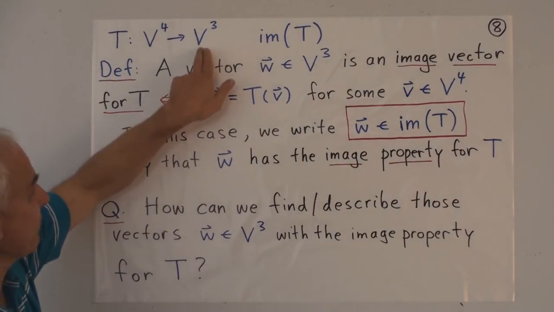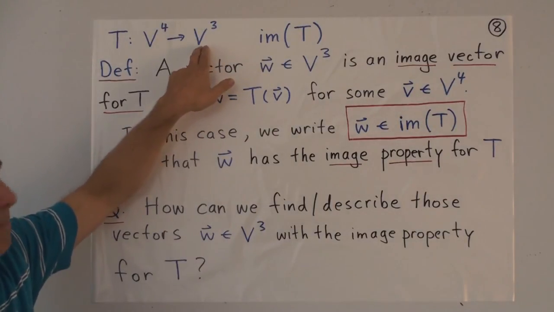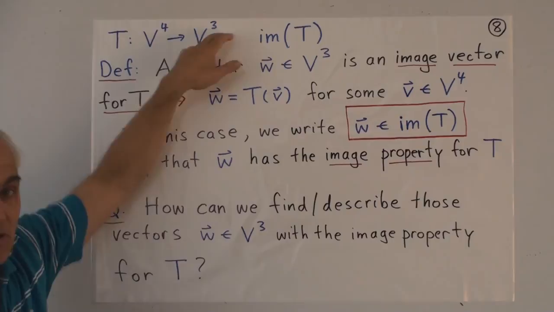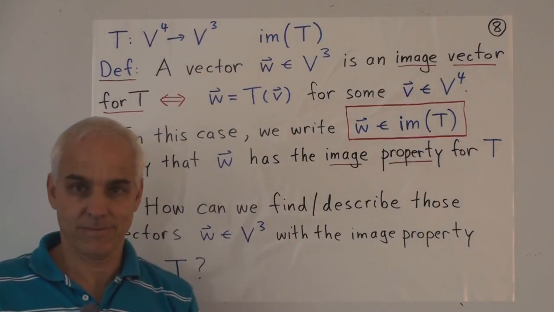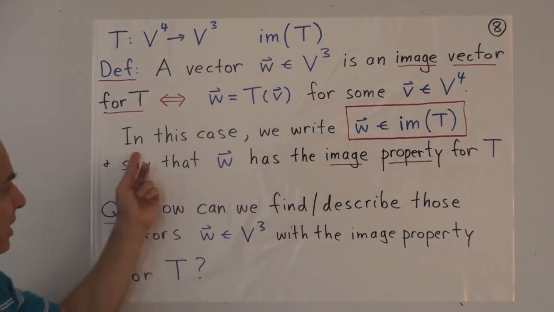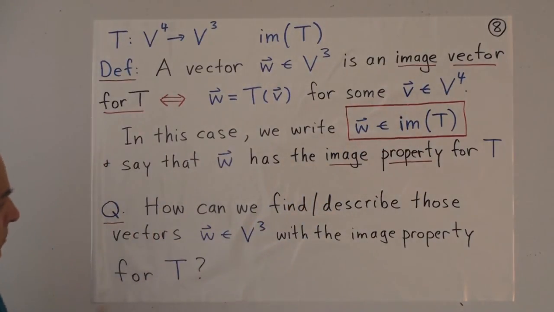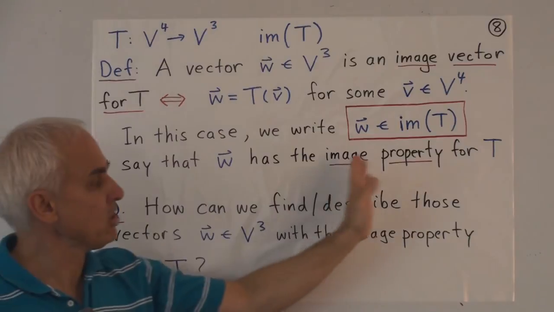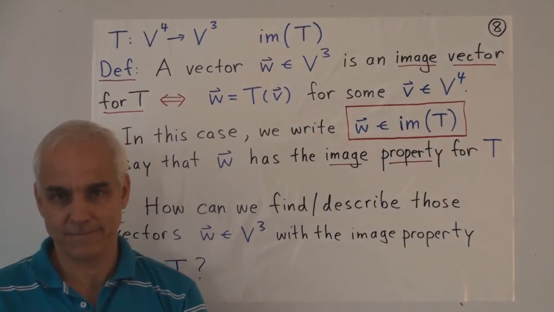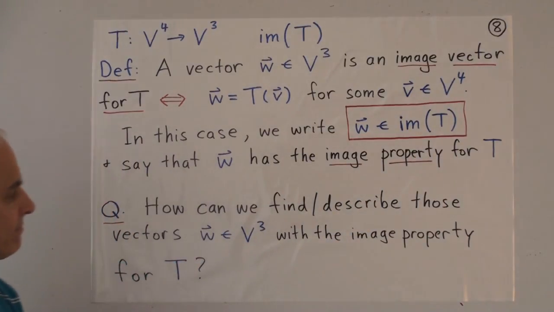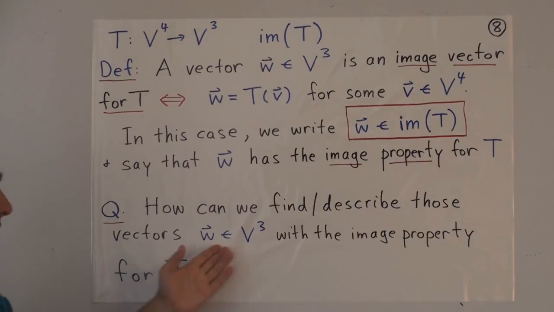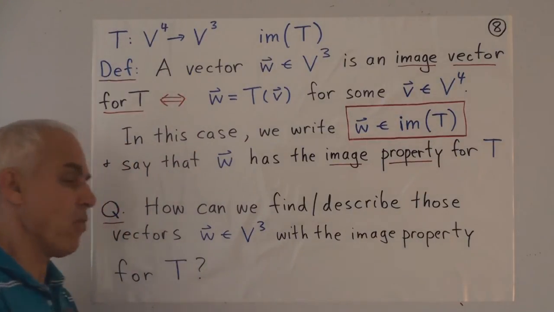So if we pick some random vector W in V3, maybe there's a vector that's sent to it, or maybe not. If there is, we write W belongs to the image of T. And we say that W has the image property for T. And the natural question now is, how can we find or describe those vectors W in V3 which have this image property for T?